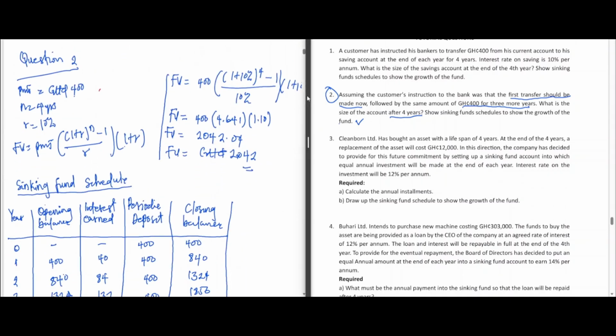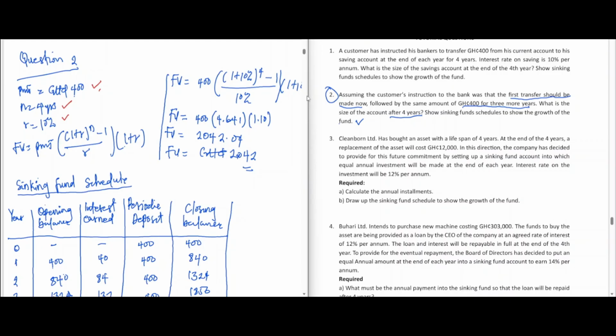year. So from the question, we know the periodic deposit is 400 Ghana cedis. For how many years? 4 years. The interest rate here is 10%. So we are using the first question's interest rate of 10%. So in this case, because the deposit is done at the beginning of each year, we are going to use the future value annuity due formula.